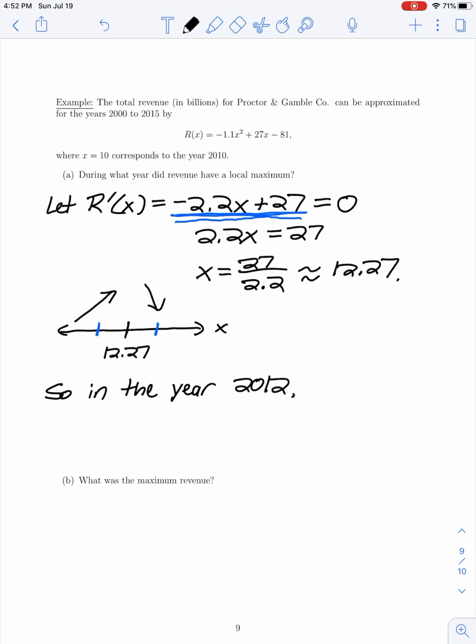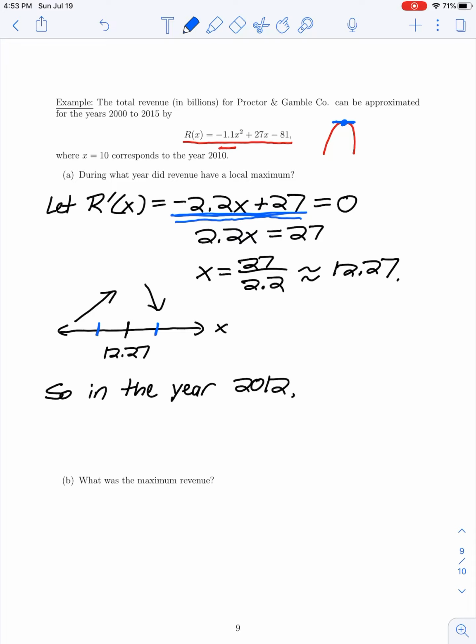Now, perhaps an easier approach in this particular example is if we notice that our revenue function, r of x, is a quadratic polynomial. We can recall from our Chapter 3 material that the graph of a quadratic is a parabola. And here, since the coefficient for x squared was a negative 1.1, that means it is a parabola opening downward. So wherever that maximum or wherever that critical point occurs, where we had a derivative of 0, must be a maximum.